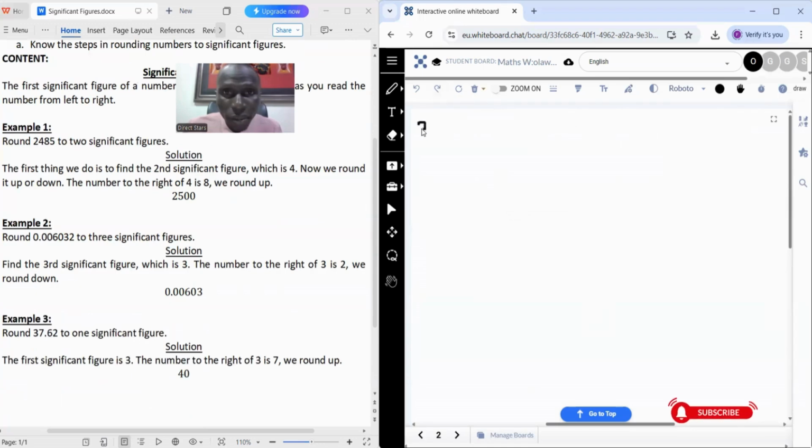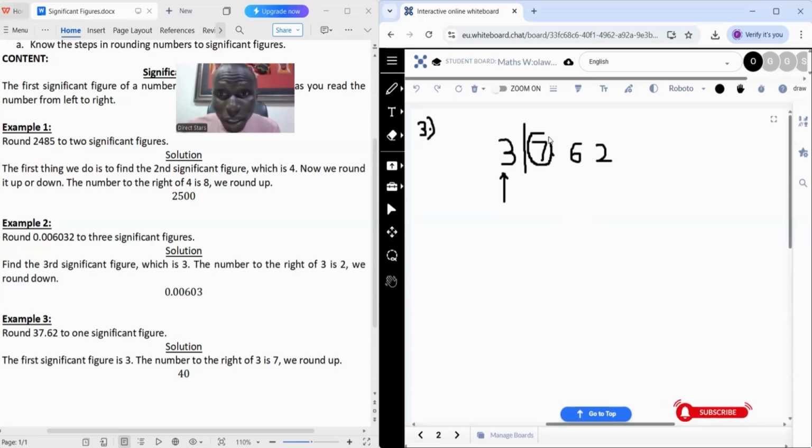Example 3. Here we're asked to round 37.62 to one significant figure. So the first thing that we're going to do here, just like example 1 and 2 that we looked at, is to find the first significant figure. And the first significant figure here is 3. Then put your bar there. So the number to the right of the 3, or just after the bar, we have it to be 7.